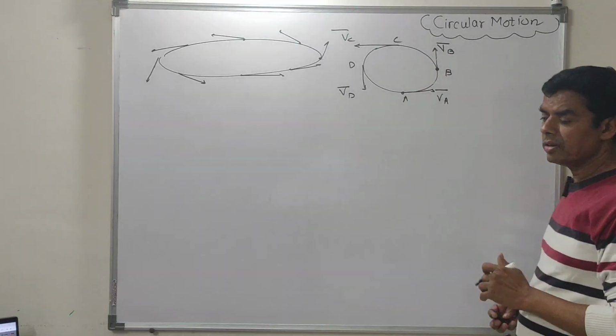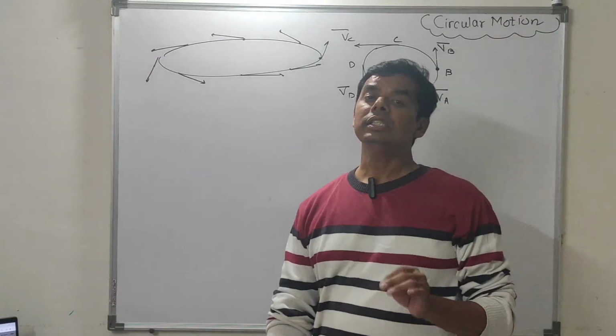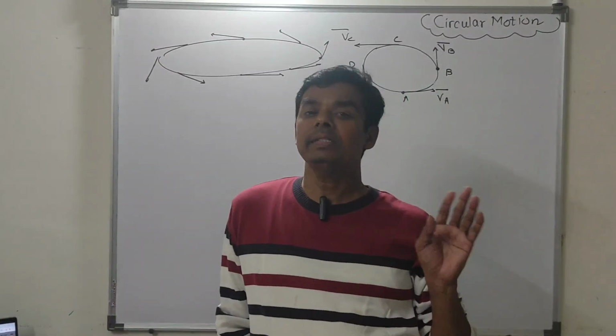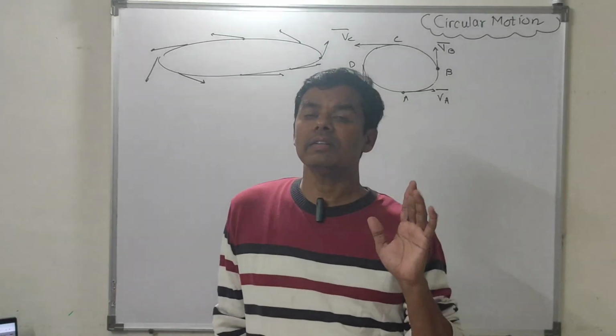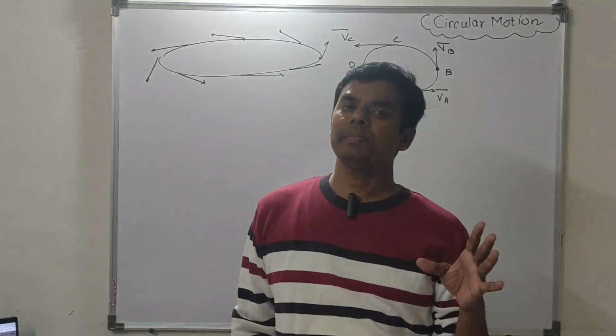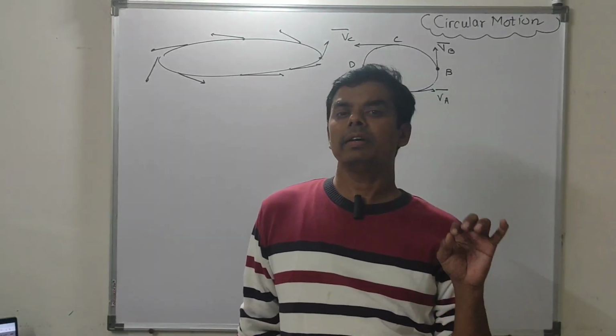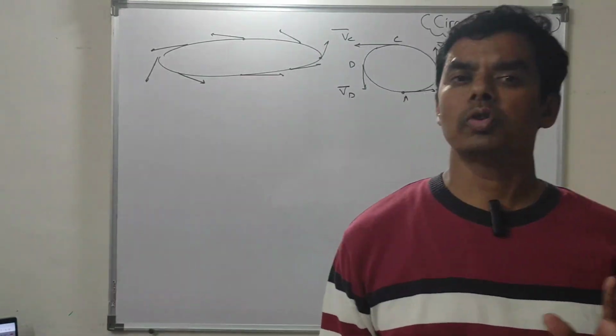In circular motion, velocity vectors can never be the same, and velocity vectors are tangential vectors. This is a very important statement regarding the velocity of a particle performing circular motion.